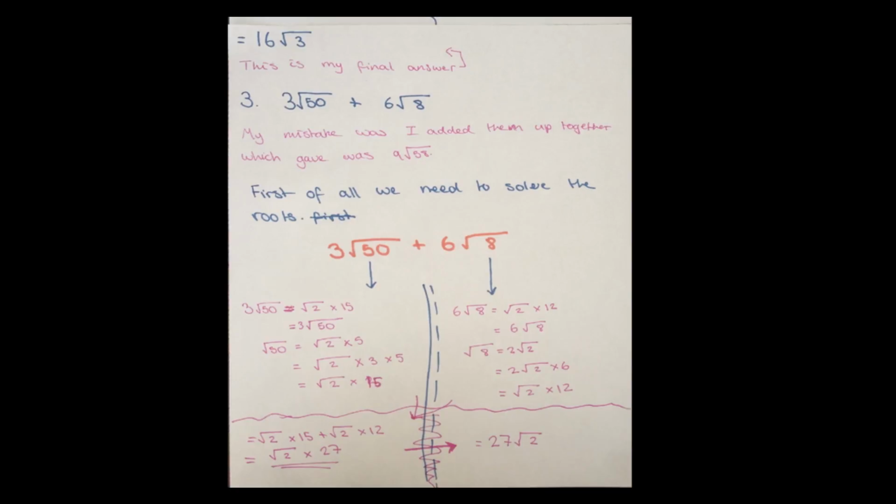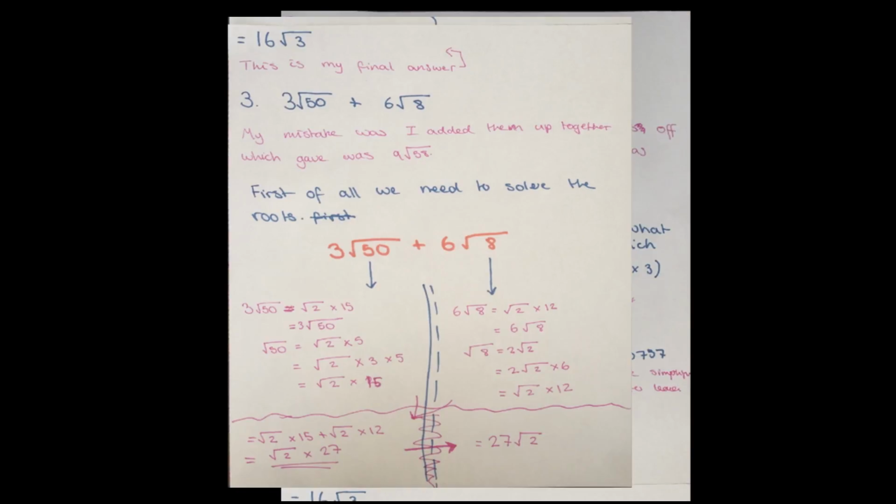Also, to find out square root of 50, there's another way to write it, which is square root of 2 times 5. And from there on, to get 3 square root of 50, you can do square root of 2 times 3 times 5, which will equal square root of 2 times 15. Now on the right-hand side, I'm solving 6 square root of 8. Another way you can write 6 square root of 8 is square root of 2 times 12, which will give you 6 square root of 8. Just solve square root of 8, which will equal 2 square root of 2.